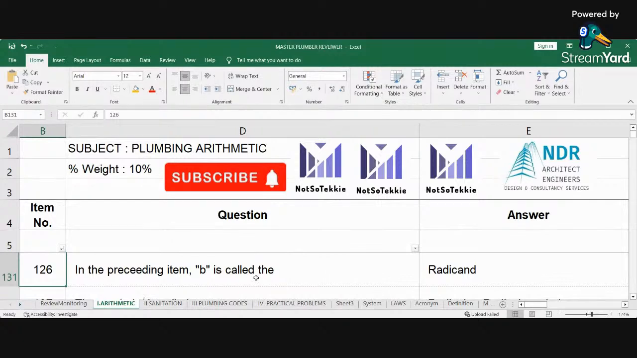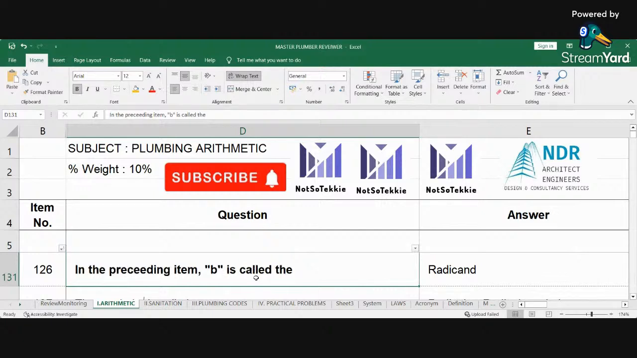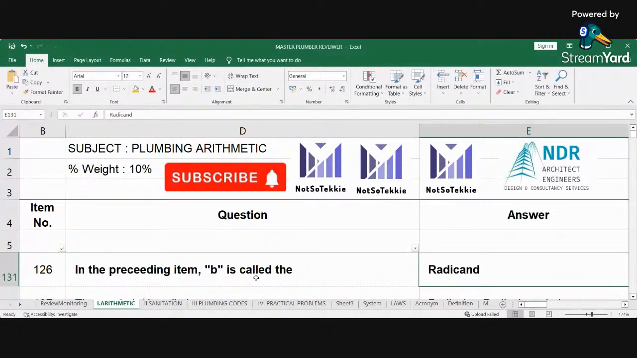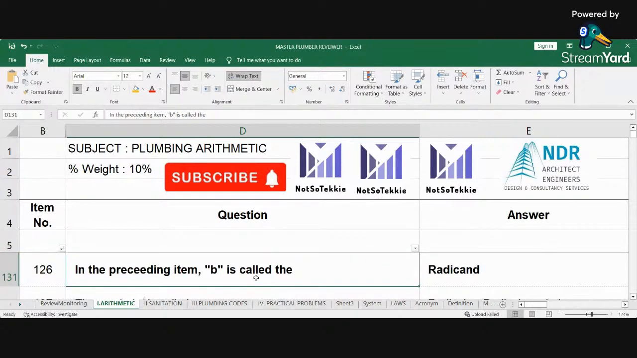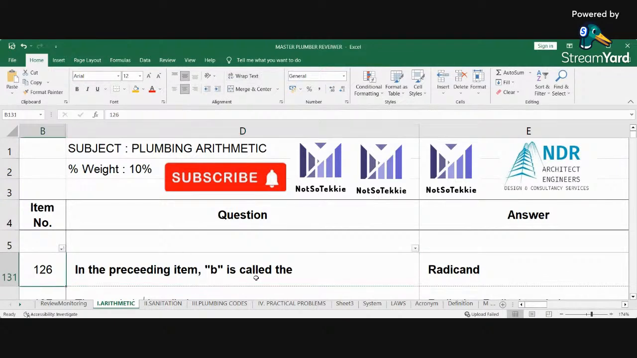126. In the preceding item, B is called the radical. In the preceding item, B is called the radical. This is the nth root of B, where n is the index and B is called the radical.